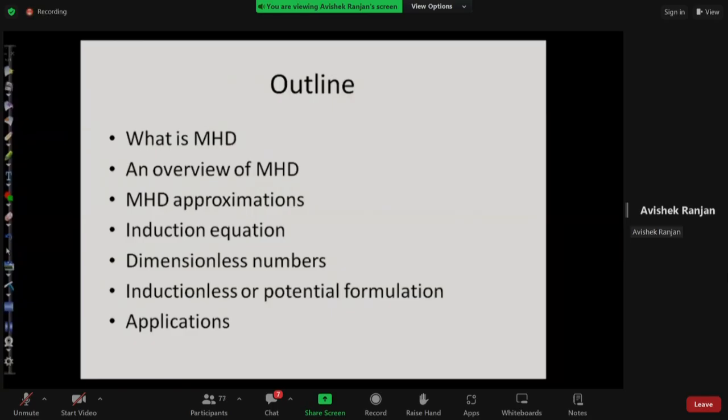Now this is a brief outline of the topic. I will just give a brief overview, after which I will talk about the important assumptions and approximations, and then I'll talk about the induction equation and some non-dimensional numbers, and finally I'll mention something called inductionless or potential formulation, and that is very important in engineering, and some applications, and then I will finally end the talk.